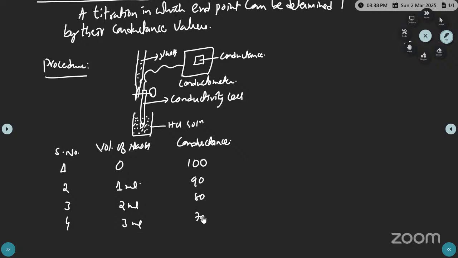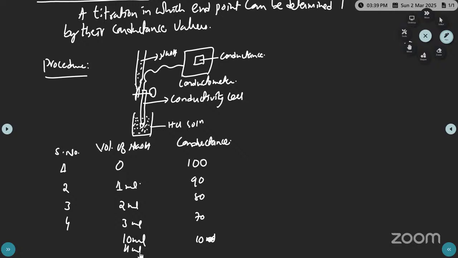Okay, so like that the conductance values decrease up to reaching the end point, up to the completion of the reaction. For example, at 10th ml the conductance value is 10 అనుకుందాం. And next, whenever the 11th ml is added, what happens? Does the conductance increase or decrease?